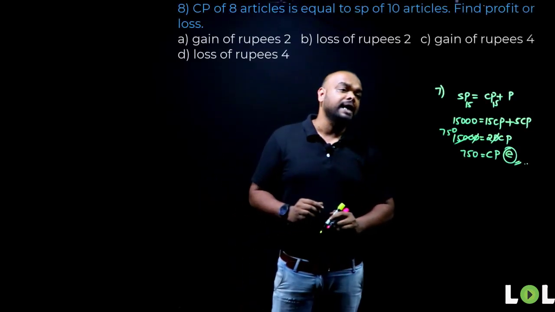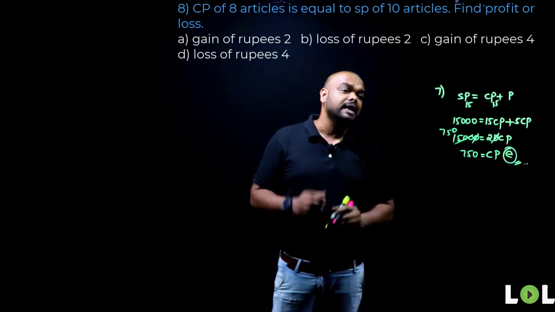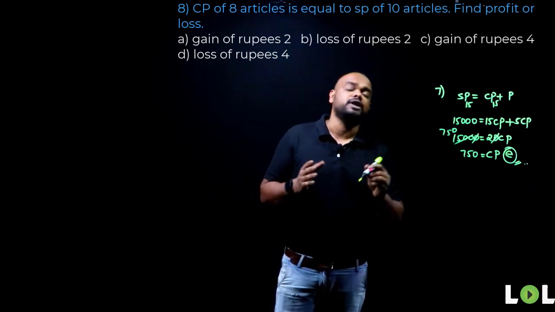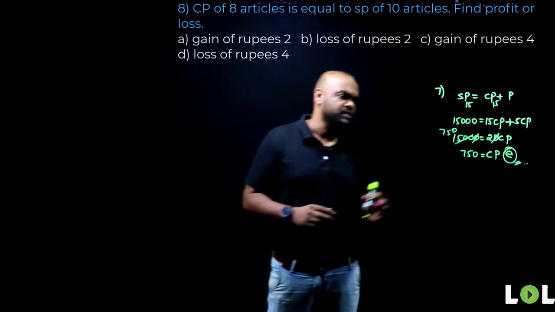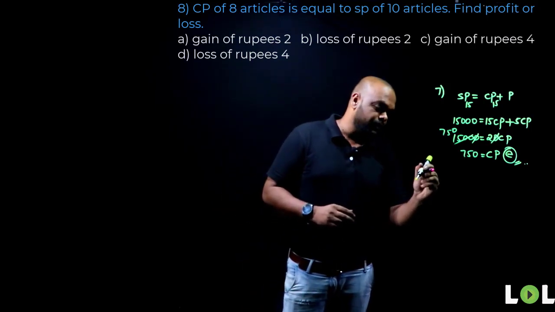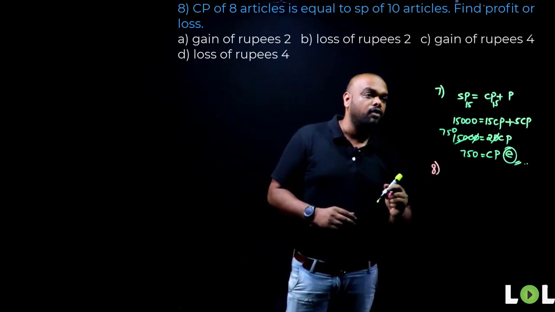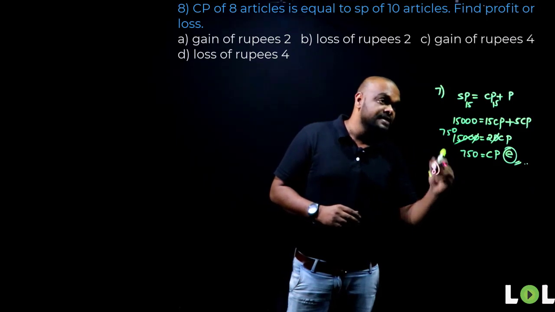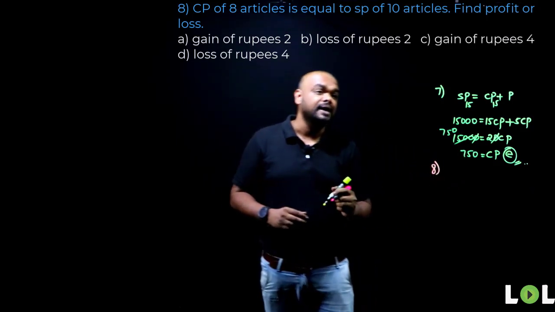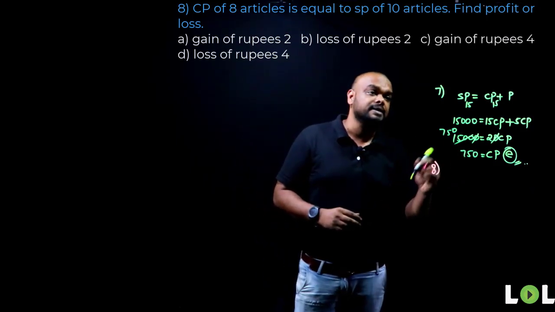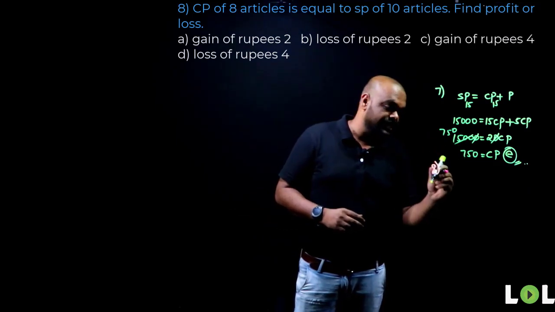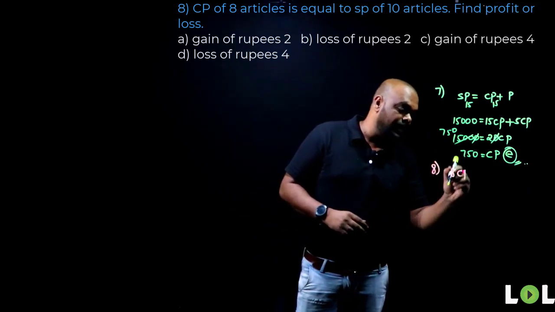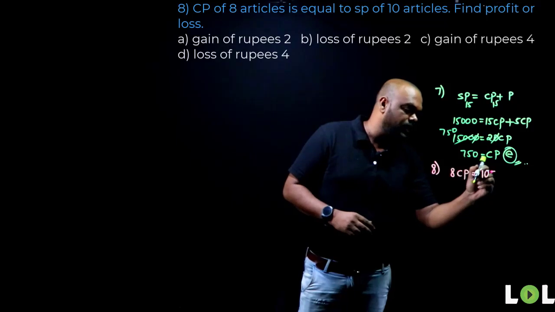Cost price of 8 articles is equal to selling price of 10 articles. Find profit or loss. One of the simplest questions. Observe here, 8th question. Cost price of 8 articles is same as selling price of 10 articles. That is, 8 CP is equal to 10 SP.